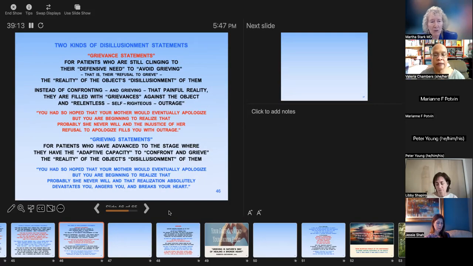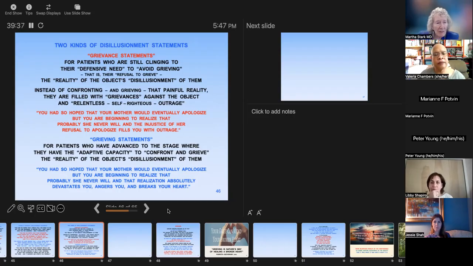So here's one, and then I'll do a grieving statement. You had so hoped that your mother would eventually apologize, but you're beginning to realize that probably she never will. So that sounds like a disillusionment statement, three parts. These are the first two. And the injustice of her refusal to apologize fills you with outrage. This is not a woman who's beginning to confront and grieve the reality of the mother's refusal to hold herself accountable.